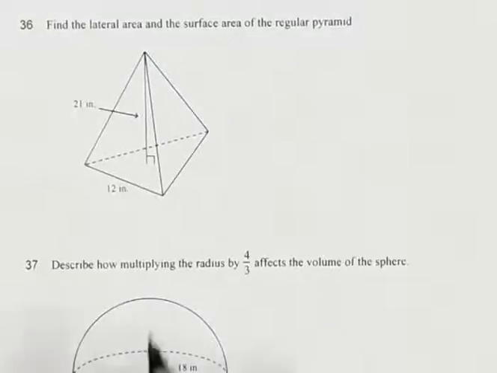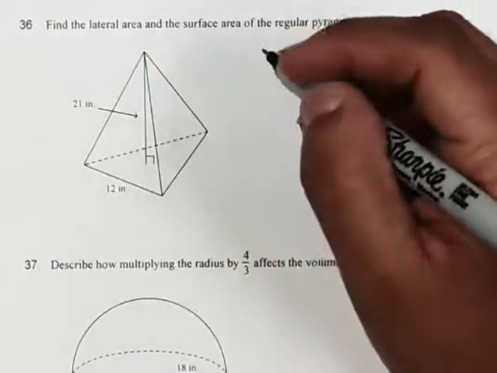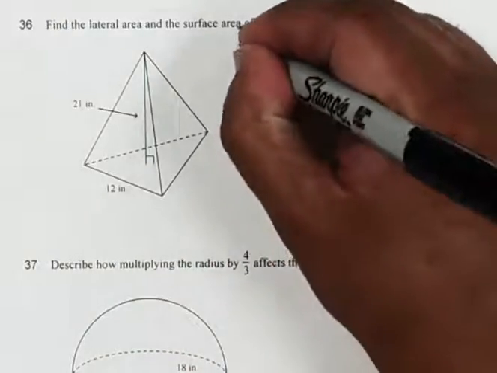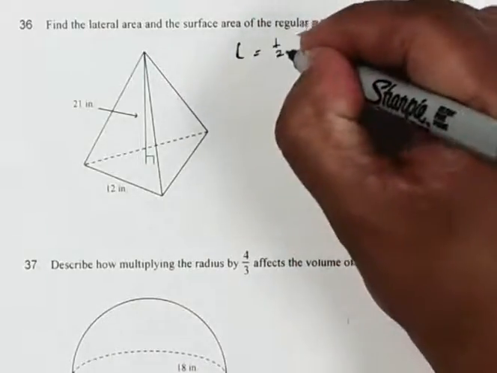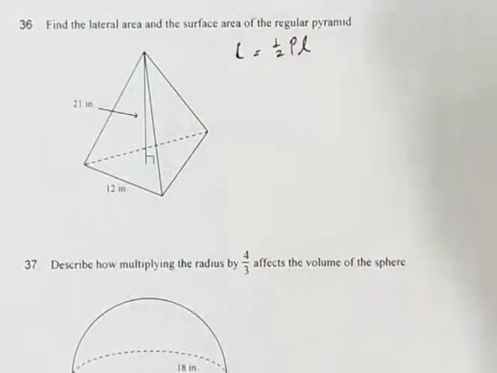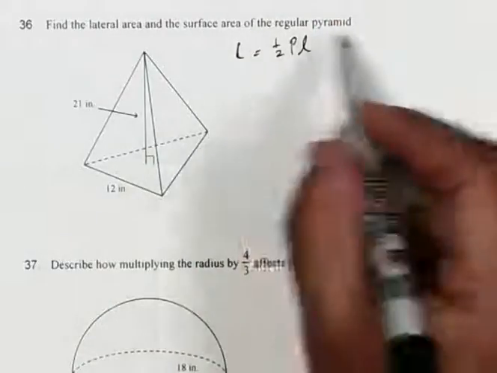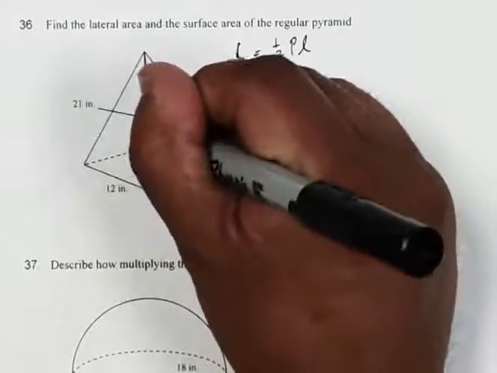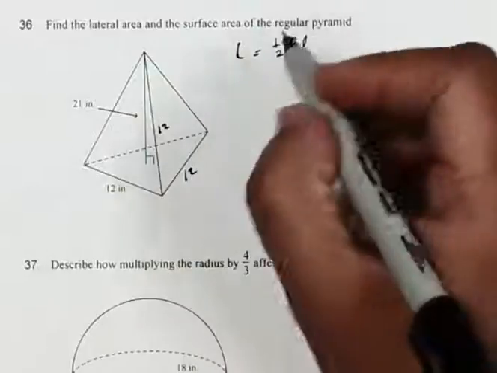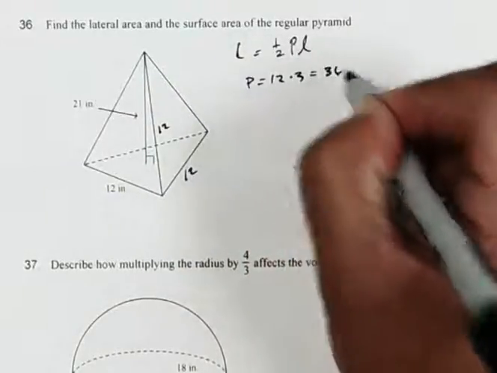All right, for number 36, we want to find the lateral and the total surface area of the regular pyramid. Now, for this lateral surface area, the formula is going to be 1/2 the perimeter of the base times the slant height. Now, since it's a regular pyramid, that means that all of these base side lengths or base edges are 12. So the perimeter is going to be 12 times 3, which is 36.